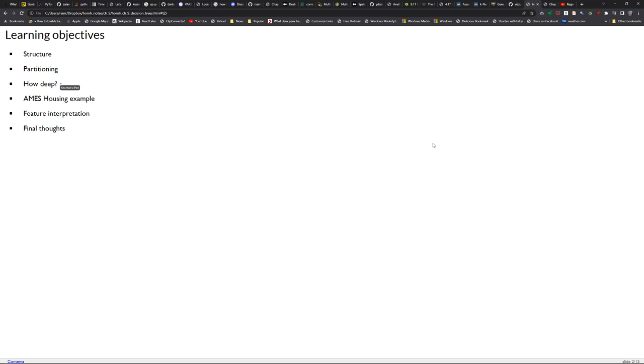We're going to talk about the structure of the decision tree, the partitioning, how the data is partitioned along the decision tree, how deep you should go, or how complex your tree should be in terms of the depth. Then we're going to apply that theory to the Ames housing data, applying the previous algorithms. There's a chapter on feature interpretation, in other words, variable importance, and the final thoughts.